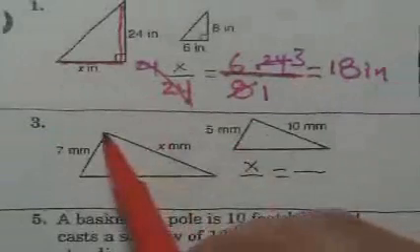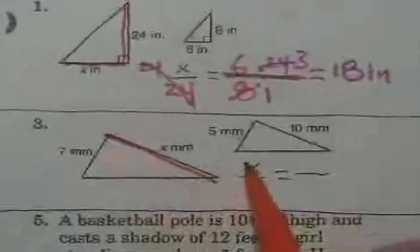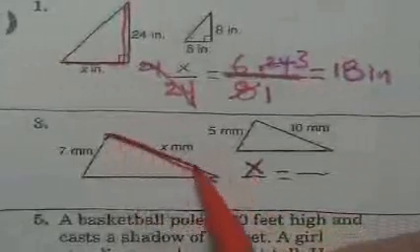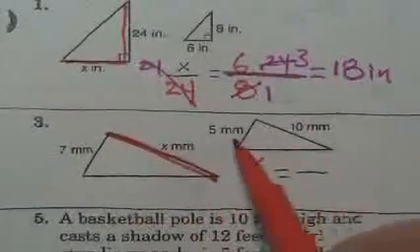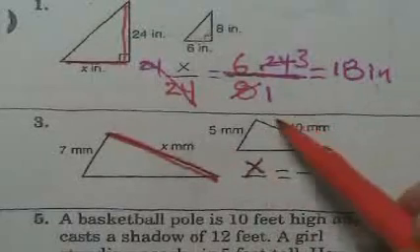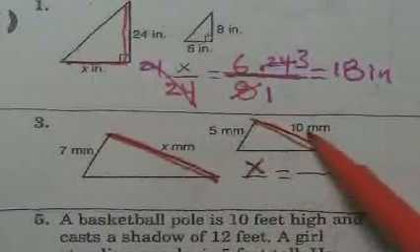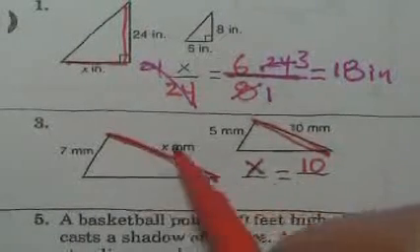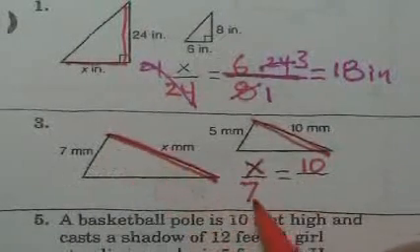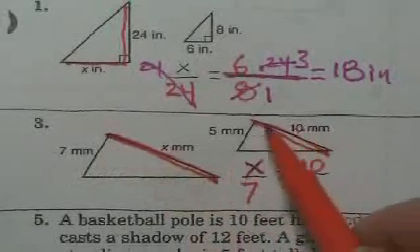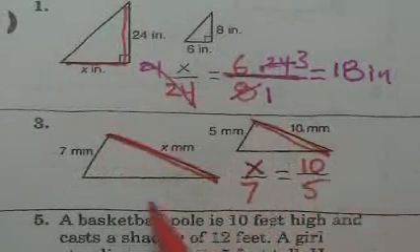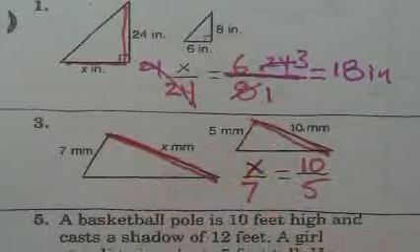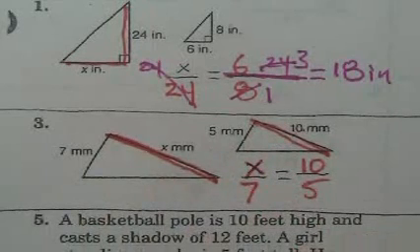Okay, number 3. Here's our x right there. So we'll put that on top. Now, let's see. What does that match up with over here? The 5 or the 10? Well, it matches up with the 10. So I'm going to put 10 on top. And then I have x over 7 matches up with 10 over 5. See, the 7 and the 5, they match up. They are corresponding.